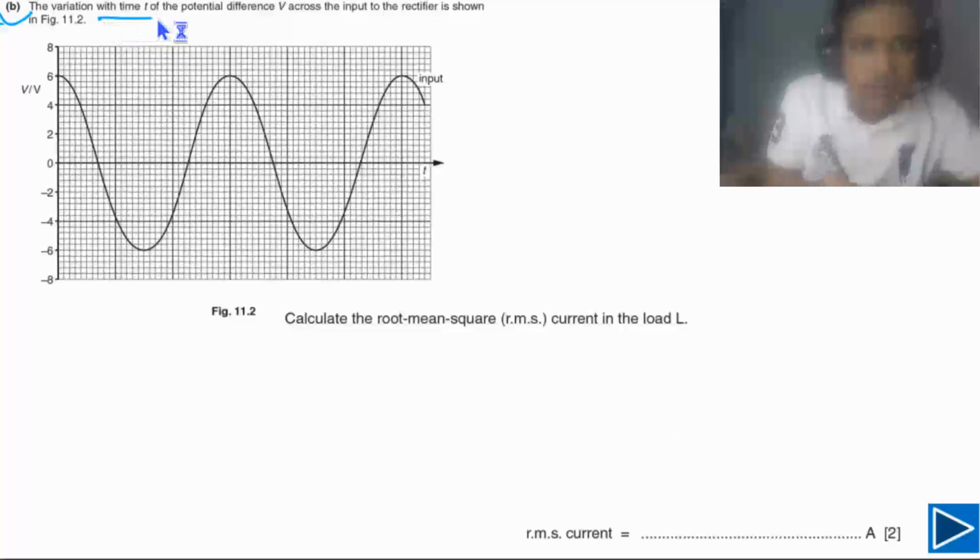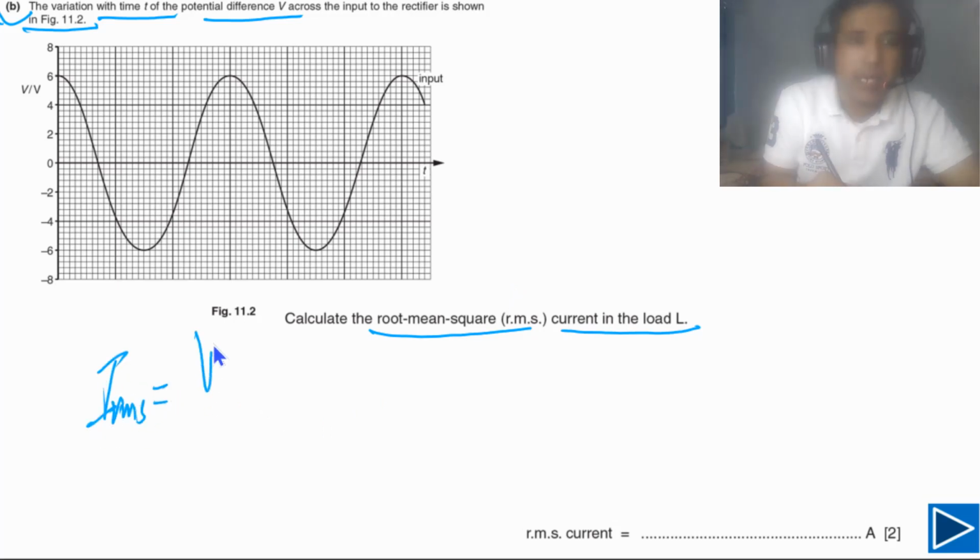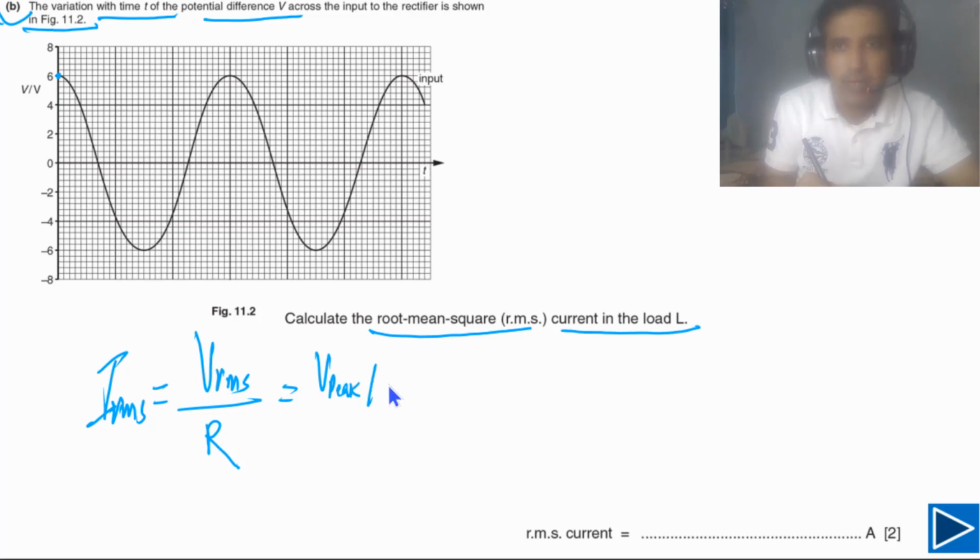Part B says the variation with time t of the potential difference V across the input to the rectifier is shown in figure 11.2. We need to calculate the root mean square value of current in the load capital L. So we need to calculate IRMS. IRMS has to be equal to VRMS divided by resistance of resistor. But in this case we can simply read the V peak. So this is V peak, and we need to calculate VRMS. So we have to divide this one by root of 2 and divide by resistance of resistor.